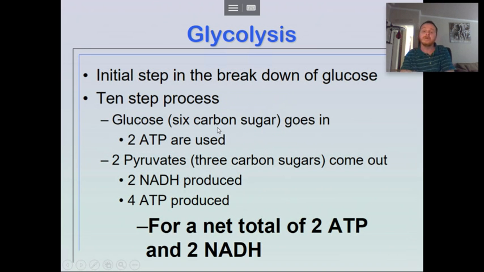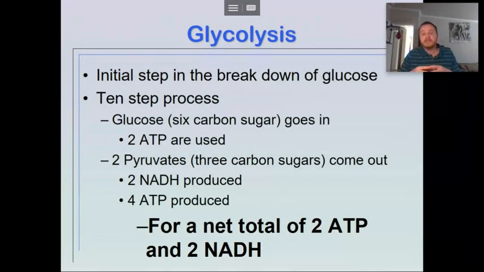Let's talk about glycolysis, essentially section 7.2 in your text. Glycolysis is the initial step in the breakdown of glucose. It's a multi-step, 10-step process. We take glucose, which is a 6-carbon saccharide, a monosaccharide. We break that down into 2 3-carbon sugars. The final product is what we call pyruvate.